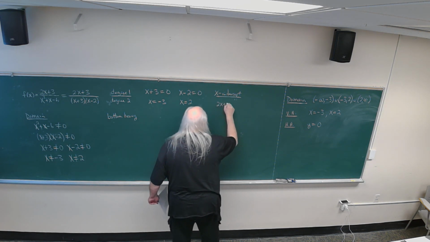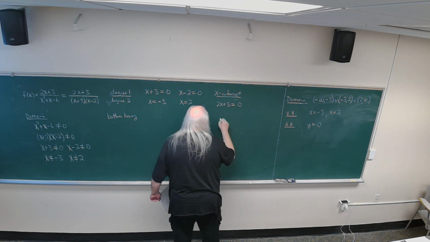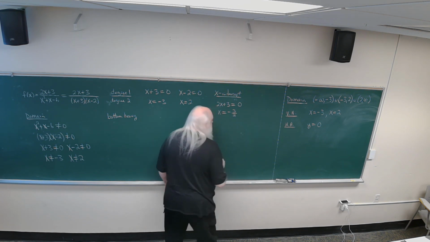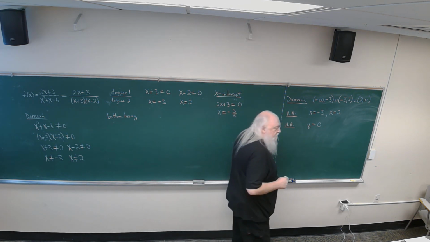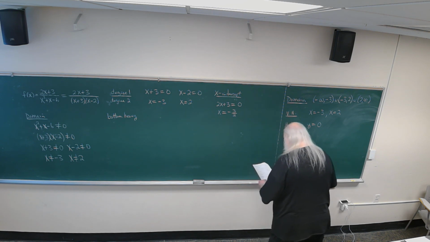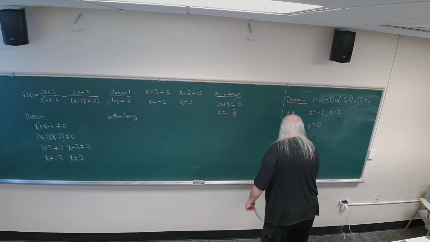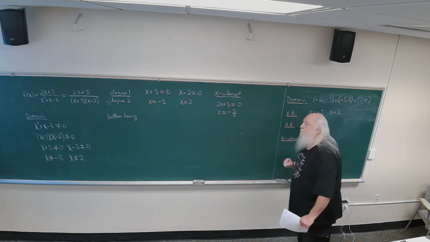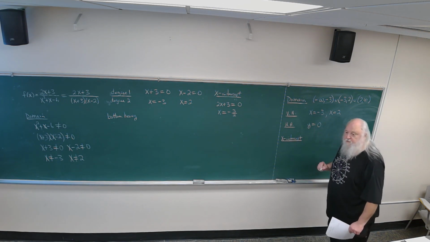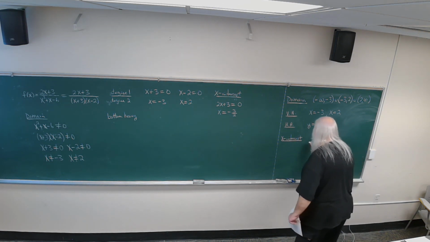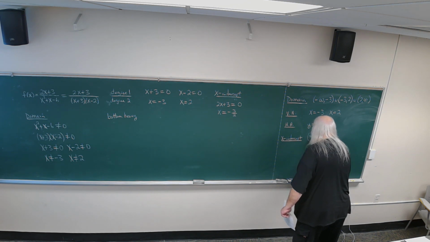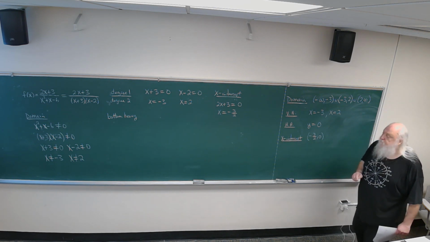we set the numerator 2x plus 3 equal to 0. And when we solve for x, we get x is equal to minus 3 halves. Okay? Well, you're instructed to give the coordinates for the x-intercept. So you have to write it as an ordered pair. Coordinates are minus 3 halves, comma 0.